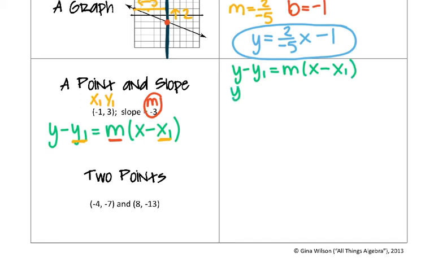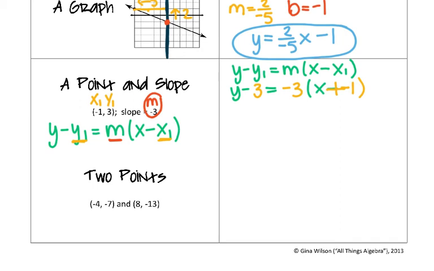So y minus y1 is 3 equals my m, which is -3, times x minus x1, which is -1. So all I did was plug in my information. Now, inside the parentheses, you see minus -1. Well, that just turns into a big plus, because two negatives make a positive.